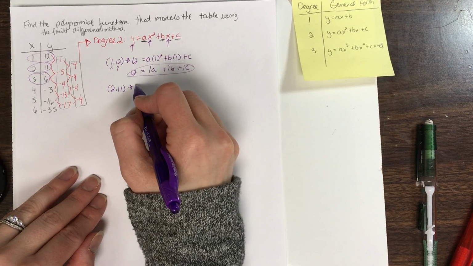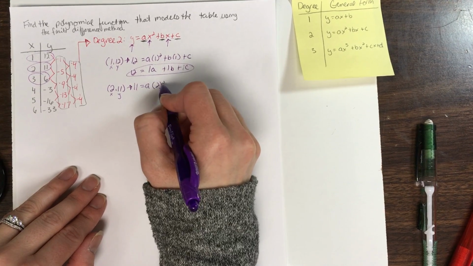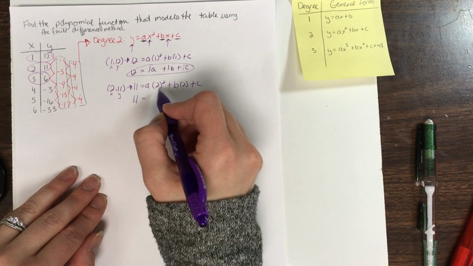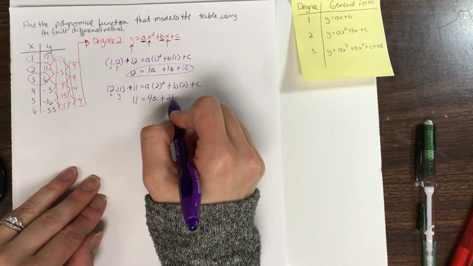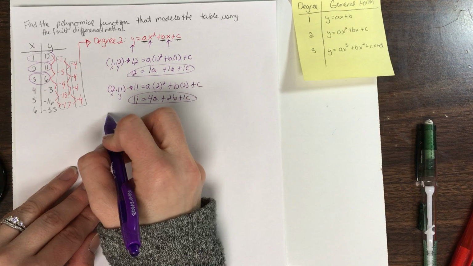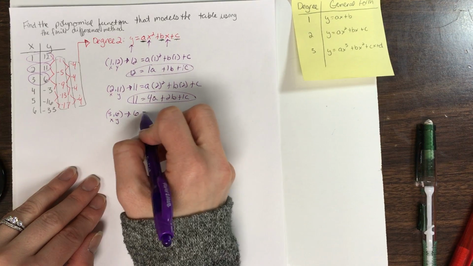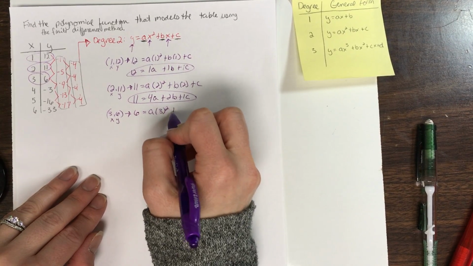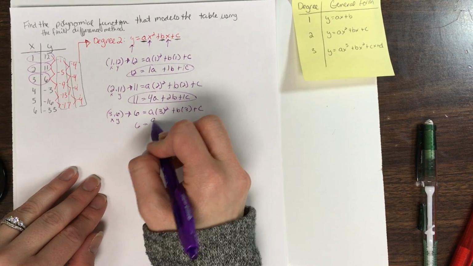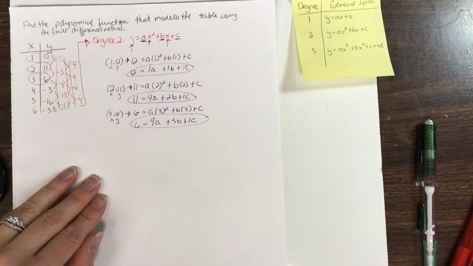Then I'm going to use (2, 11). In similar fashion, plugging in 2 for x, 11 for y. 11 equals a times 2 squared plus b times 2 plus c. Simplifying 2 squared, here we have 4a plus 2b plus 1c. Here's my second equation. Third point, (3, 6), is going to give me my third equation. 6 equals a times 3 squared plus b times 3 plus c. So 6 equals 9a plus 3b plus 1c. And there's my third equation.